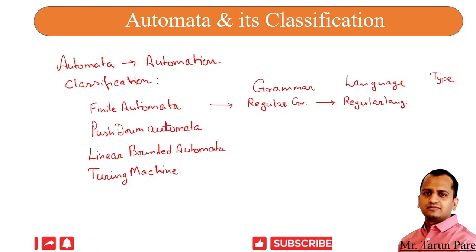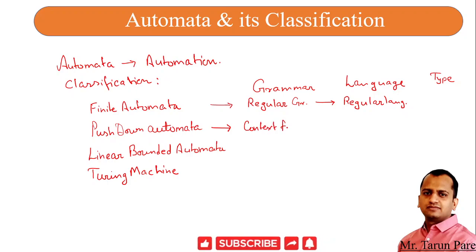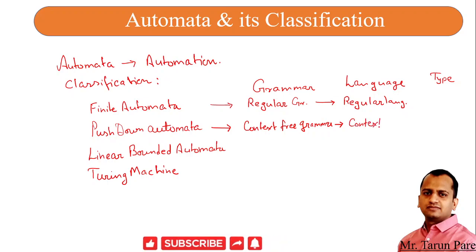Now, if we talk about push down automata, then the grammar supported by push down automata is context free grammar. Then what kind of language will it support? It will support context free language.